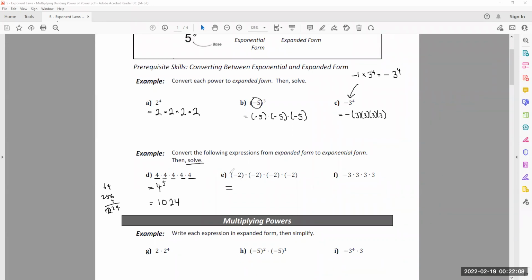Anyways, next, when you take a look at this expression, you see that -2 is being repeated again and again. So again, ask yourself, what is the base? That's a -2. There it is. And f, it's essentially the same thing as up here. You see that what's repeating is the 3.